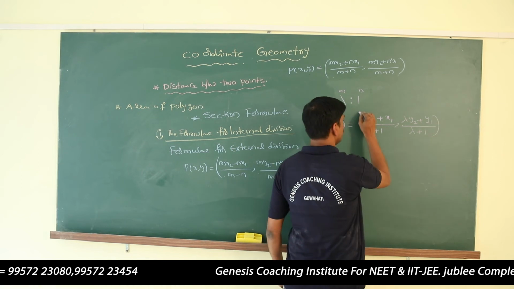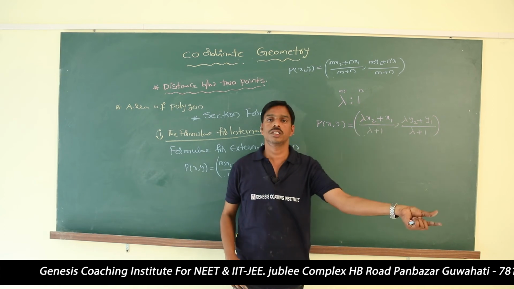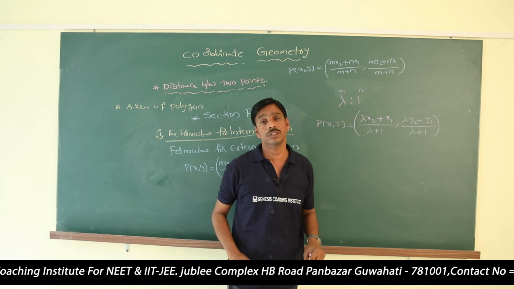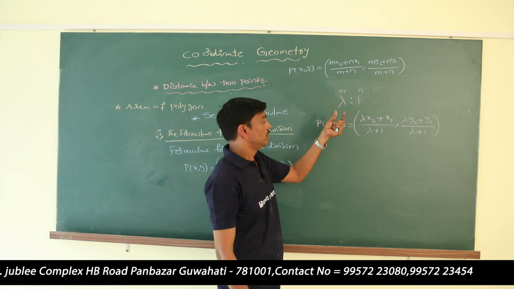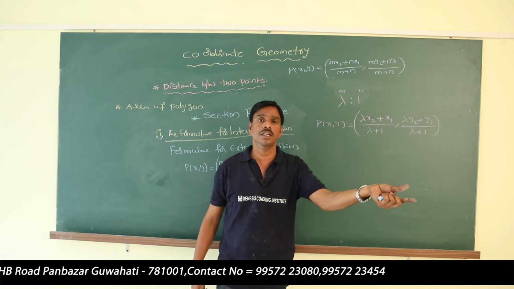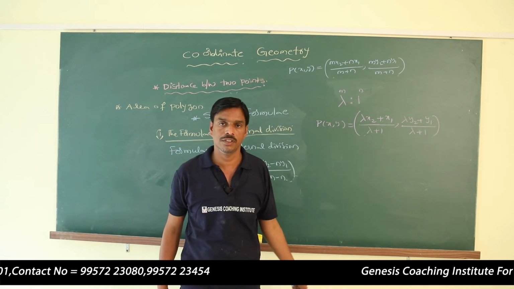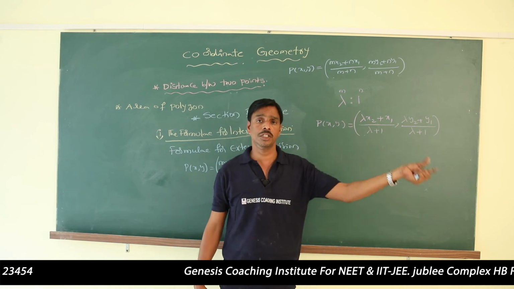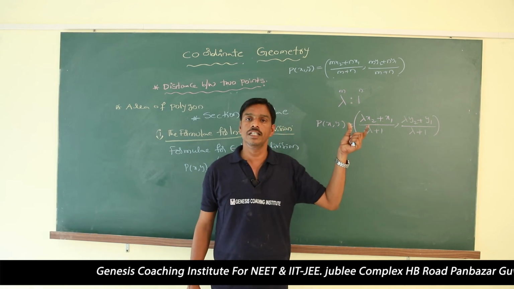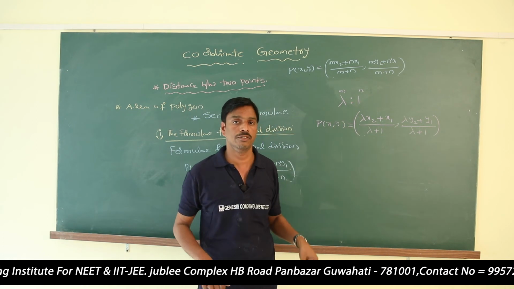If lambda turns out positive, then we can take the internal division. Suppose lambda turns out negative, then we take the external division. That is depending upon the lambda value. If lambda turns out positive, we apply the internal division formula, otherwise external division, right?